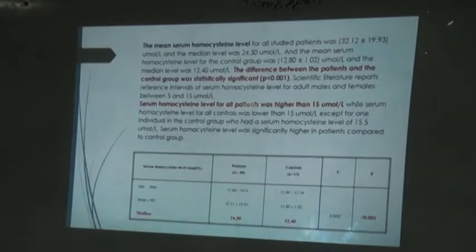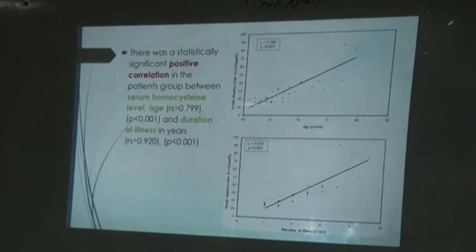The median level of homocysteine for all patients was 24.5 micromol per liter in comparison to the controls, which had a median level of 12.4. And there was a significant difference. All patients had high homocysteine level, more than 15. The normal range for homocysteine is between 5 and 15 micromol per liter. The higher the patient age, the longer the duration of illness was associated with higher homocysteine level, with a more significant correlation regarding the duration of illness.